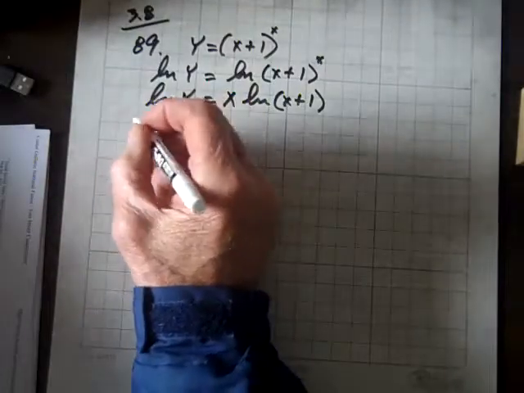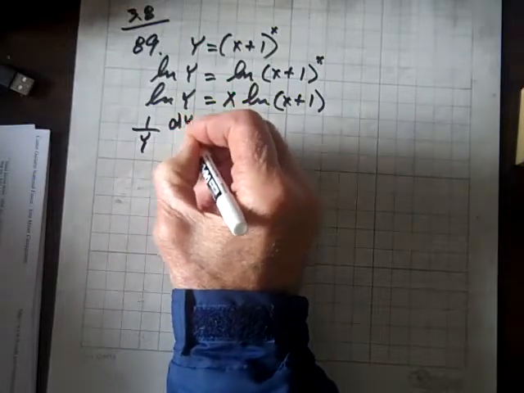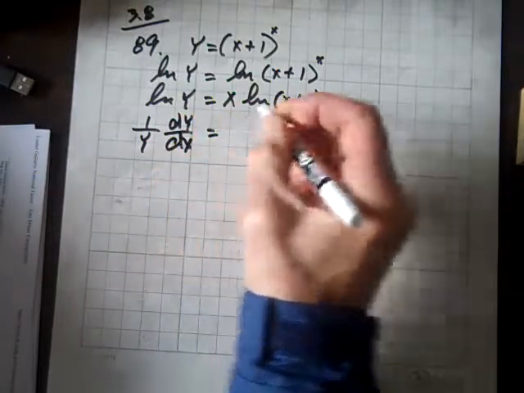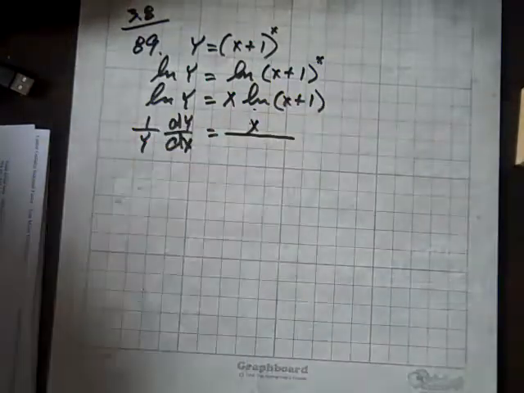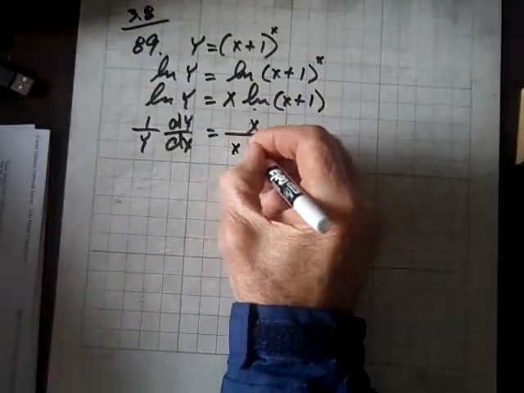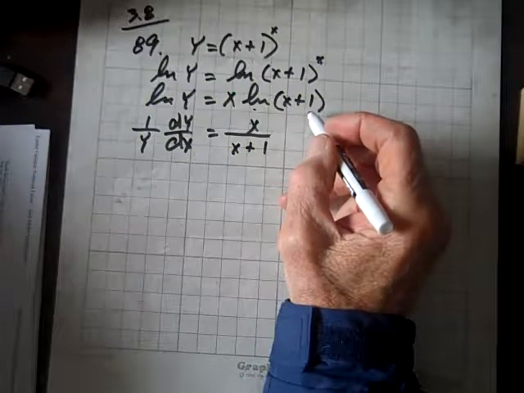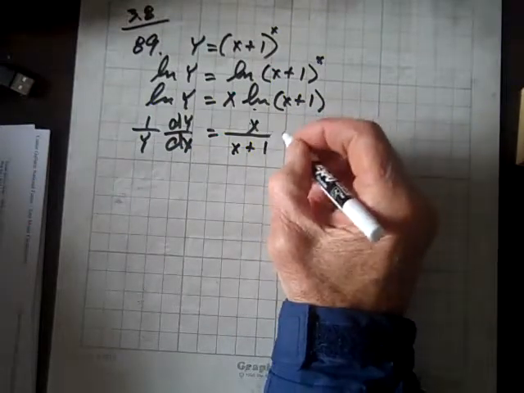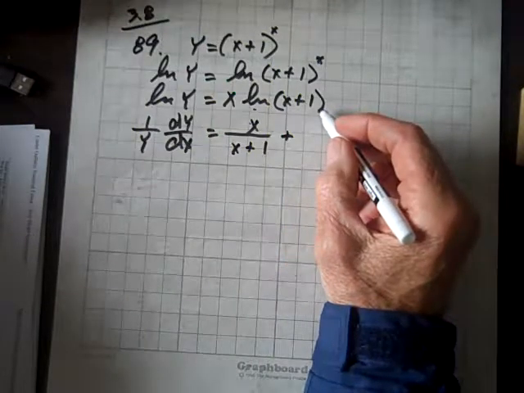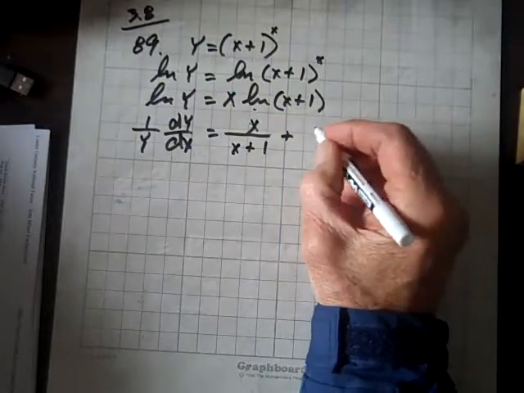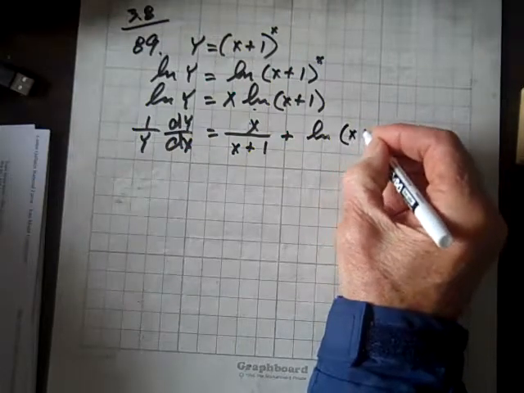Now, let's take derivatives, and on the left we're going to have 1 over y dy dx by the chain rule equals, holding x constant, taking the derivative of ln of the quantity x plus 1, we wind up with x plus 1 in the denominator. Then by the chain rule, we take the derivative of x plus 1, which is 1, and 1 times that is itself, plus. Now we'll hold ln of x plus 1 constant, take the derivative of x, which is just 1, so we get 1 times ln of x plus 1.